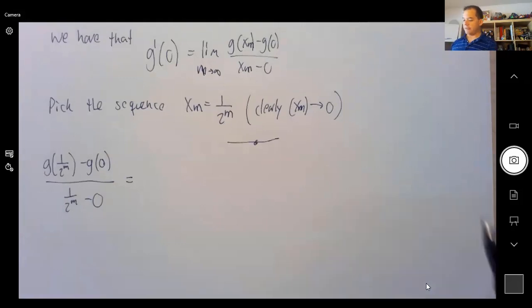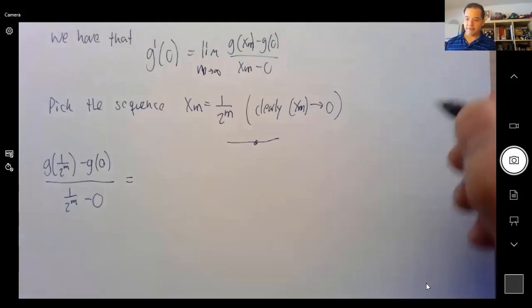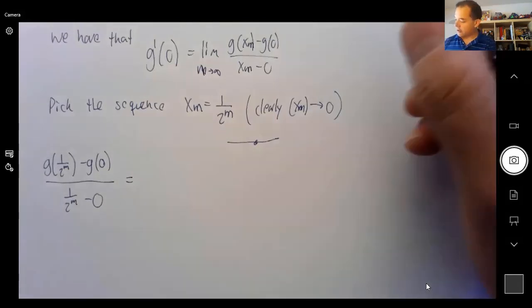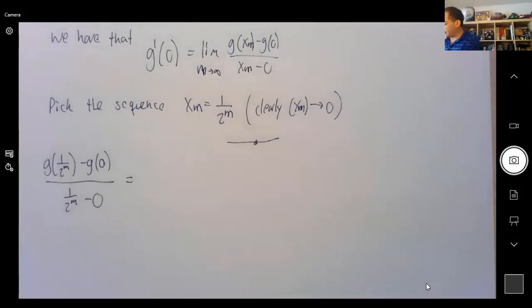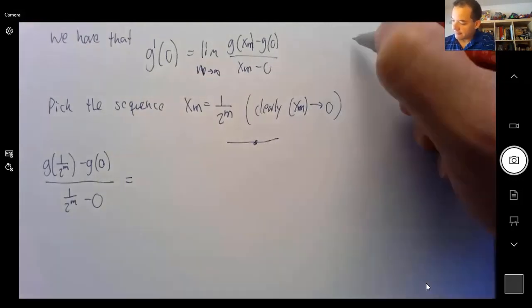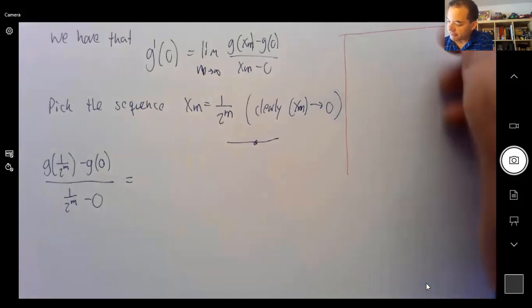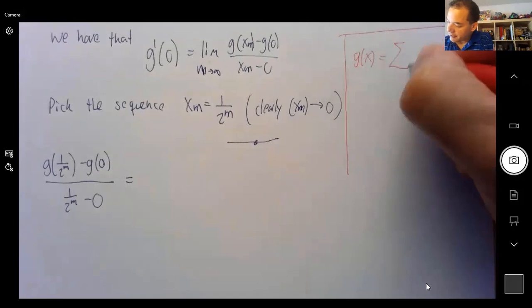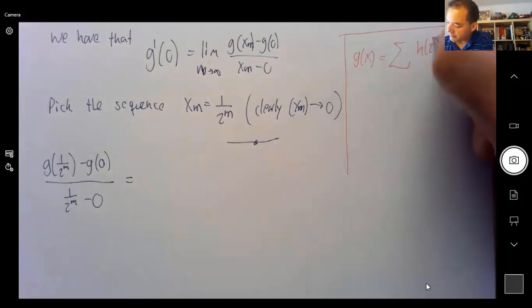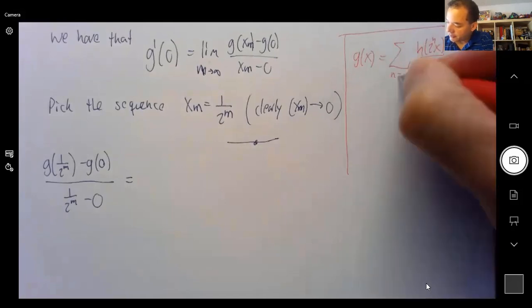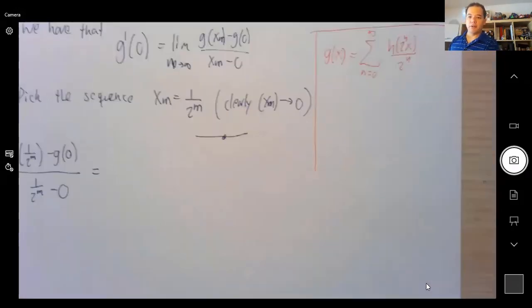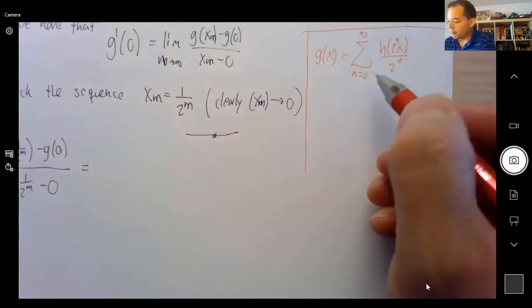Well, in case you have forgotten, let's recall the definition of g, right? Our function, our very, very important function. What is the definition? I'll write it over here in this little corner. So we know that g of x is equal to the sum of h of 2 to the n x over 2 to the n from 0 to infinity, right? And what happens when we plug in 0?